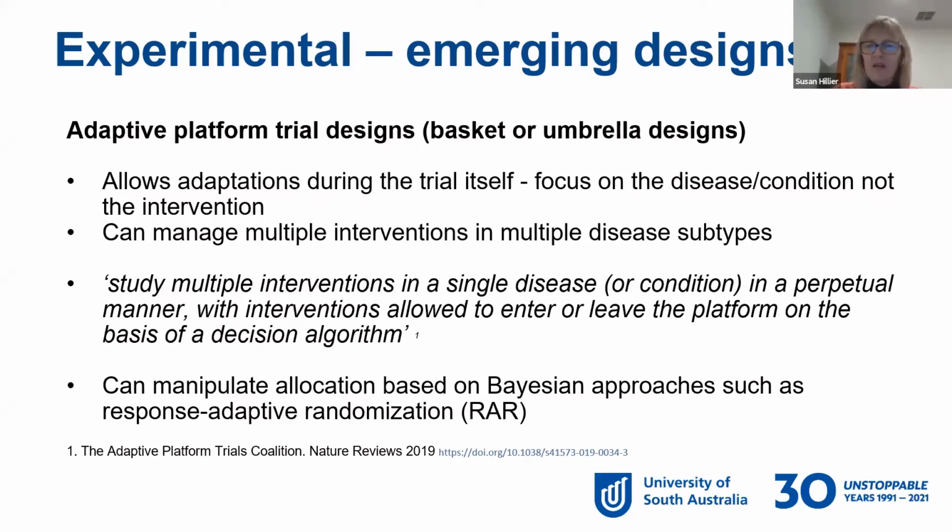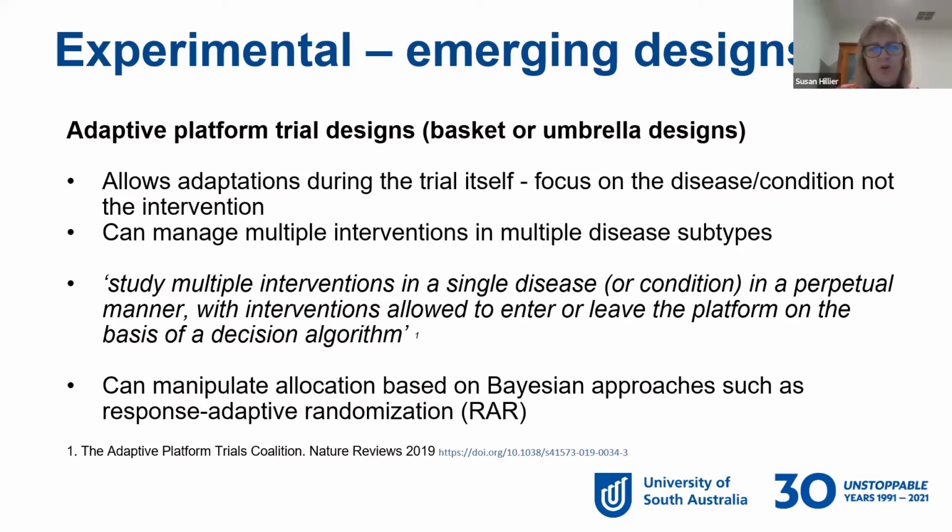And they recognise that in real-world scenarios, interventions are very rarely applied in a very strict, standardised set of conditions, and that subgroups within a population respond differently to interventions. So the adaptation can occur during the trial itself, and it focuses on the disease or condition itself, not the intervention. And it can manage this idea of multiple interventions in multiple disease subtypes.